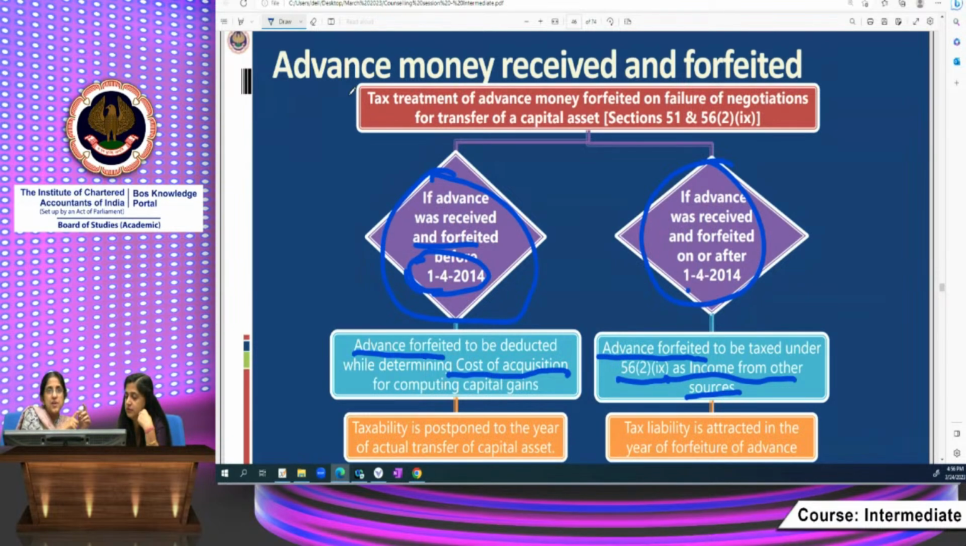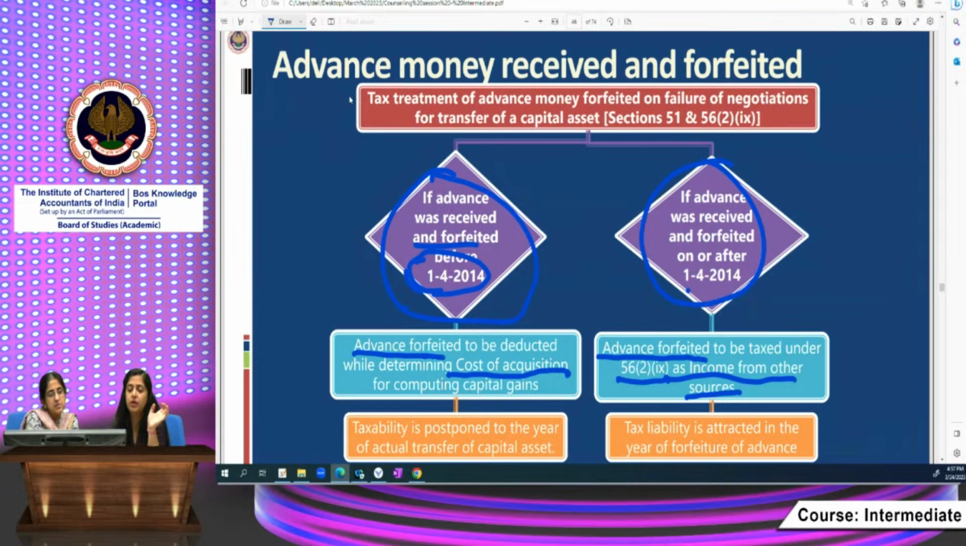From that cost of acquisition, I have to reduce the advance forfeited before 1/4/2014. Before. If it's after that, it would have been taxed under other sources at that very point of time. So there's no need to again deduct it from my cost of acquisition. And while you are reducing the advance from the cost of acquisition, you should not reduce it and then apply indexation. The cost of acquisition, you apply the indexation benefit, and the amount forfeited, separately you do the indexation and you reduce that.